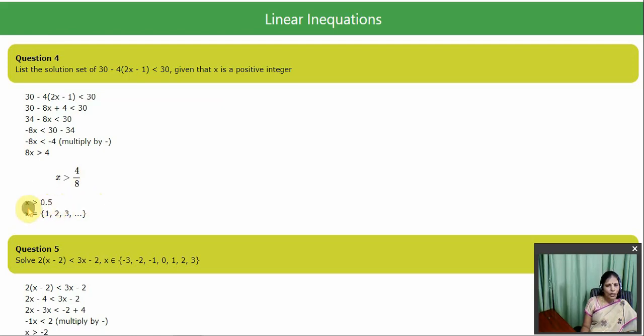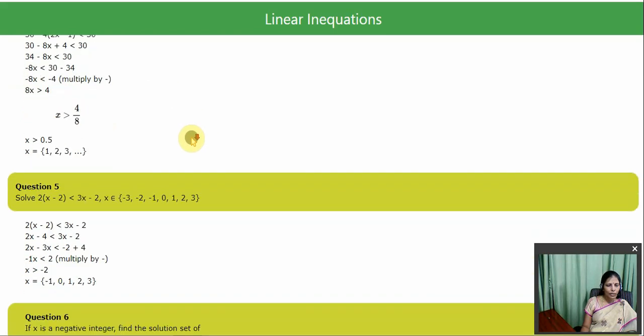So all the values which are all greater than 0.5 will be the solution for this inequality. So what are the values greater than 0.5? It is 1, 2, 3, yeah. As it is denoted here in the question as x is a positive integer. So 1, 2, 3. That will be the solution for the inequality. Right. We will go to the next sum.